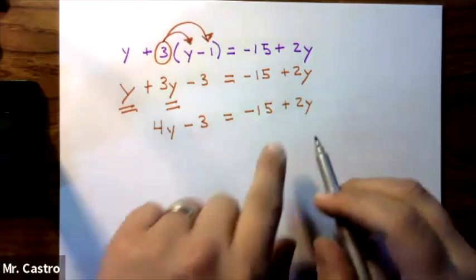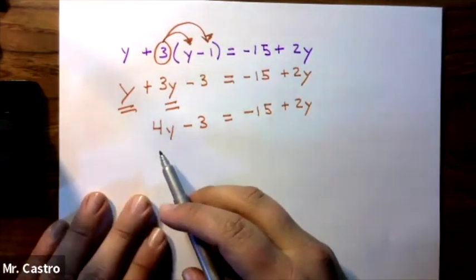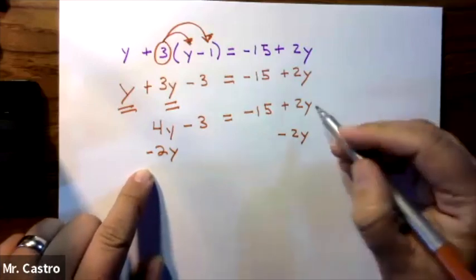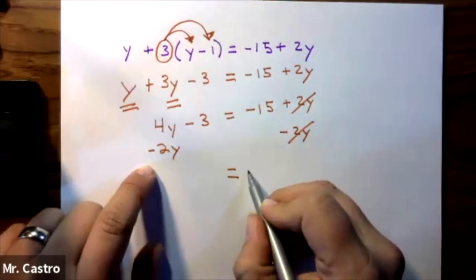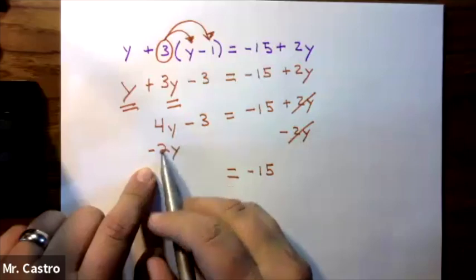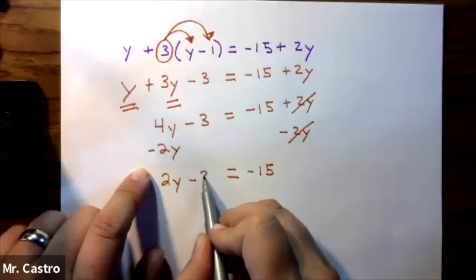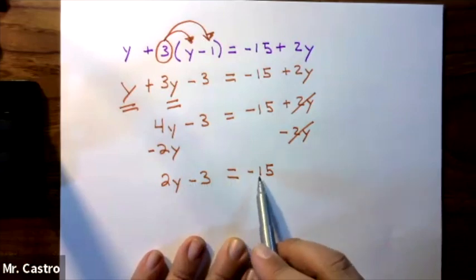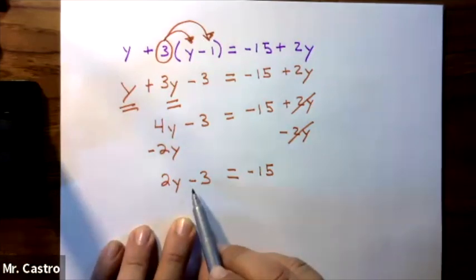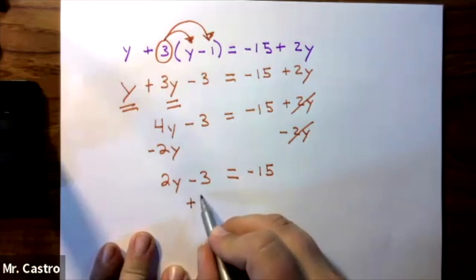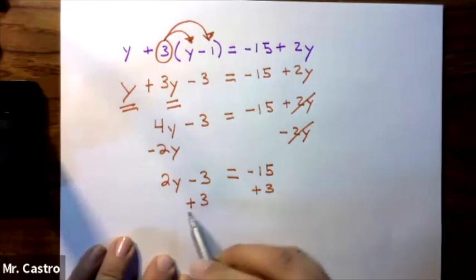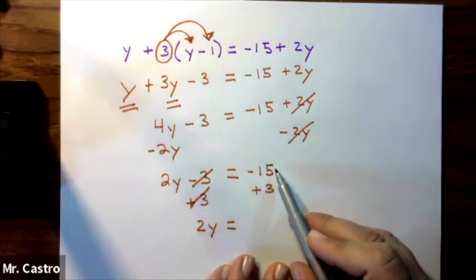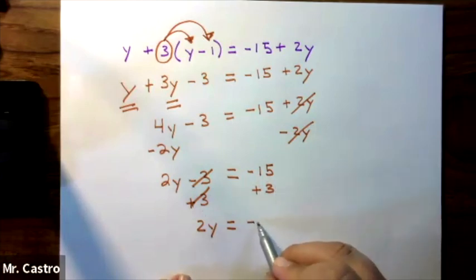All right, so I want to have my numbers on the right without the variable and my variable stuff on the left. So I'm going to subtract 2y from the right side, which means I have to also do that from the left side. And that effectively eliminates all my y's from the right side of the equation. And here on the left, 4y minus 2y is 2y. All right, now I have 2y minus 3 is equal to negative 15. What I can do here is add 3 to both sides of my equation. Minus 3 plus 3 goes away. I have 2y, and then here I have negative 15 plus 3, so that gives me negative 12.